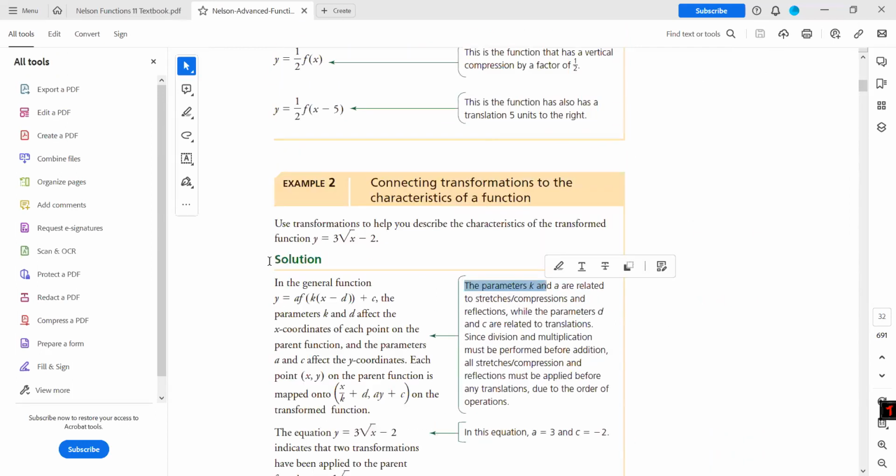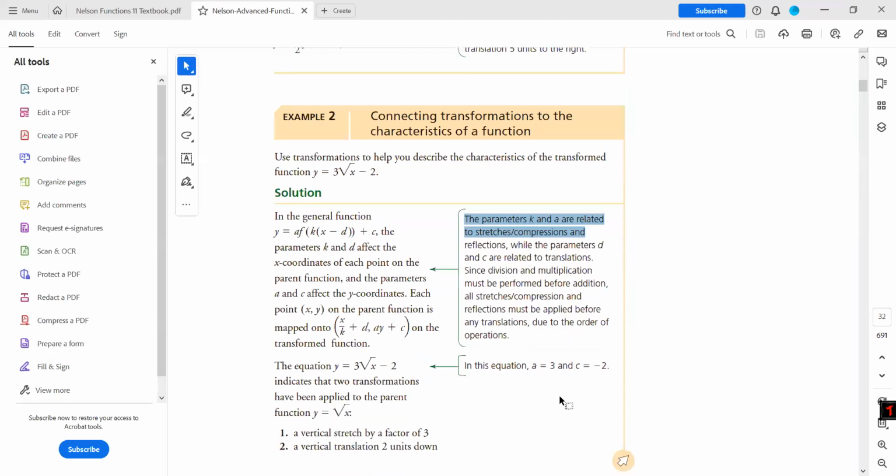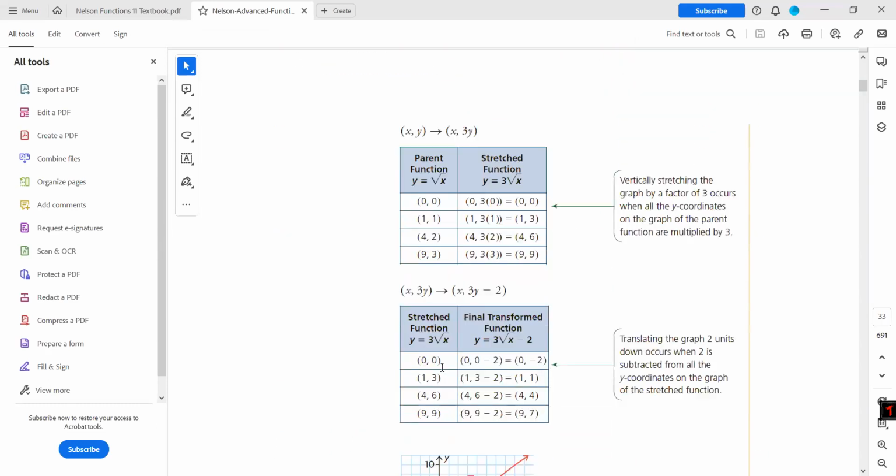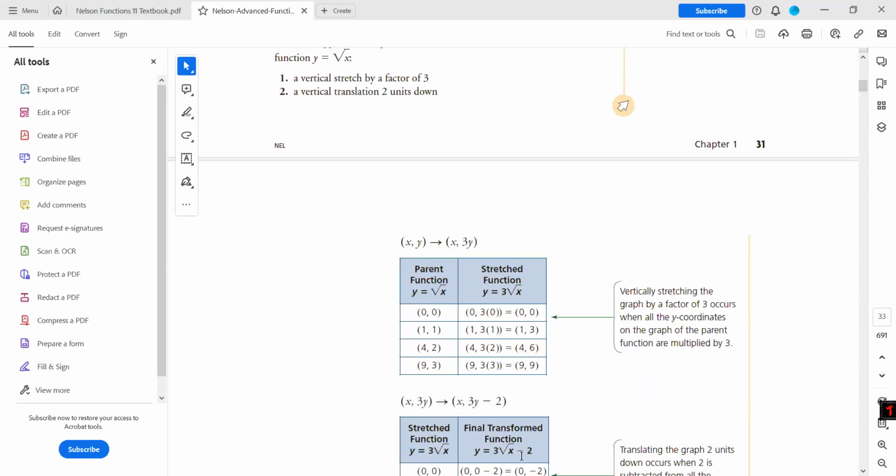Here you can see in this example that parameters k and a are related to stretches, compressions, and reflections, while the parameters d and c are related to translations. Since division and multiplication must be performed before addition, all stretches, compressions, and reflections must be applied before any translations, due to the order of operations, basically. So let's take a look at how it's done.